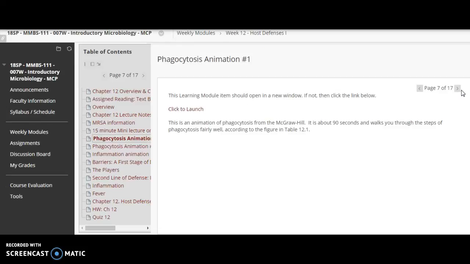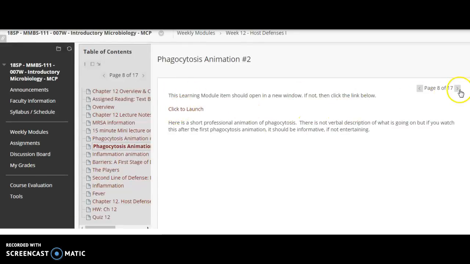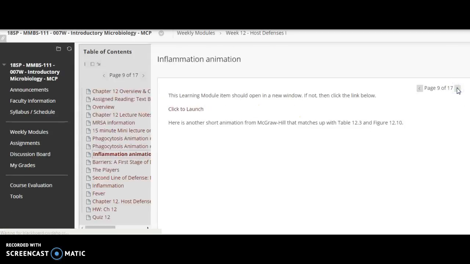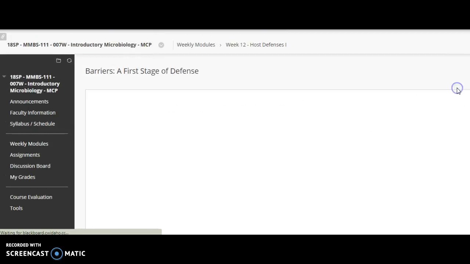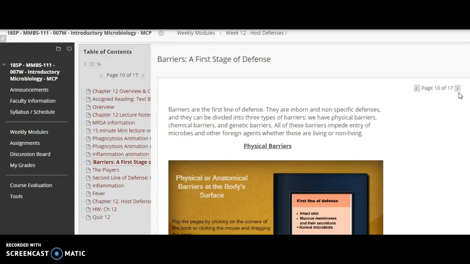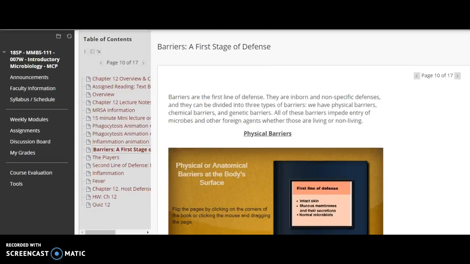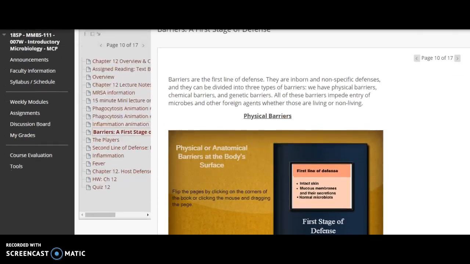Alright, so now we have a variety of animations. And some of these are directly from McGraw-Hill's SEER textbook, and you're going to have to click to launch them, but that's going to take me onto a different screen.